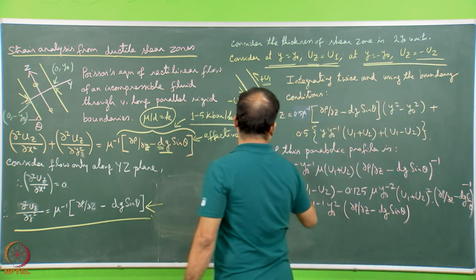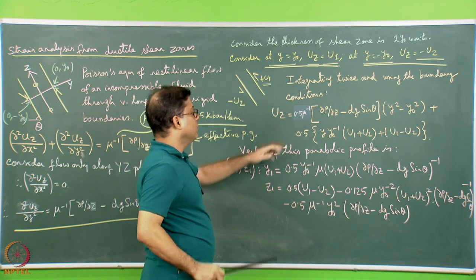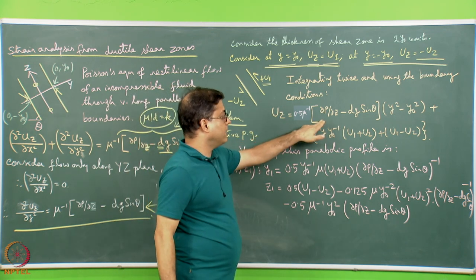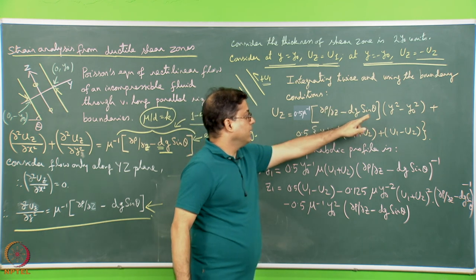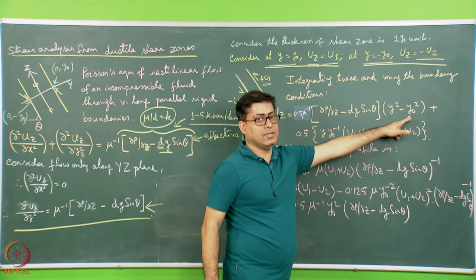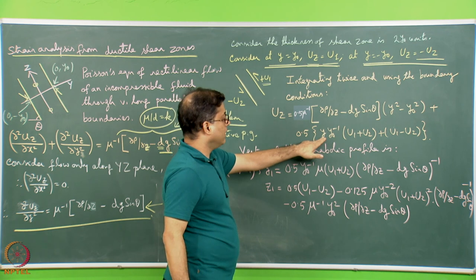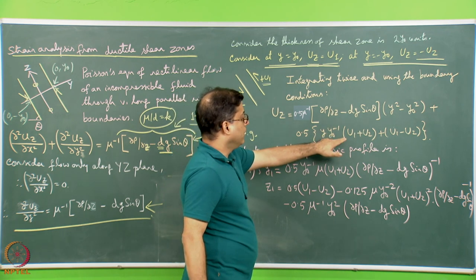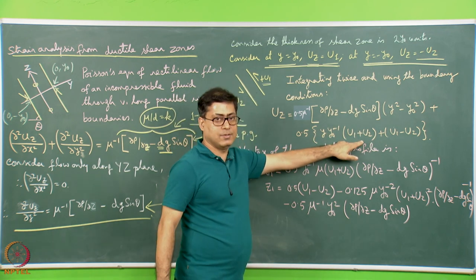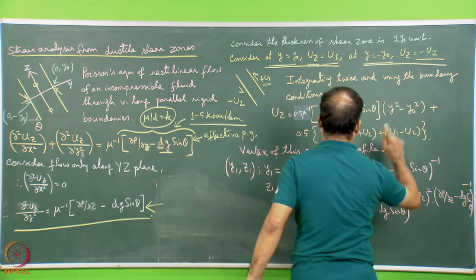Then we come out as uz, the velocity along the z direction, is equal to 0.5 multiplied by the effective pressure gradient, then y square minus y0 square, remember y0 is half the thickness of the shear zone or the channel, plus 0.5 y multiplied by y0 inverse, u1 plus u2, the sum of the velocities with which the boundaries are sheared, plus u1 minus u2.